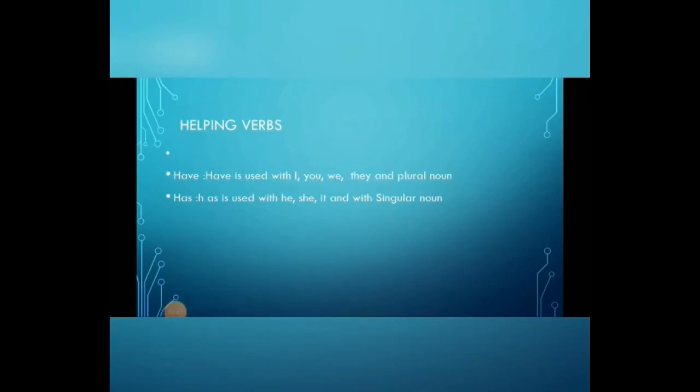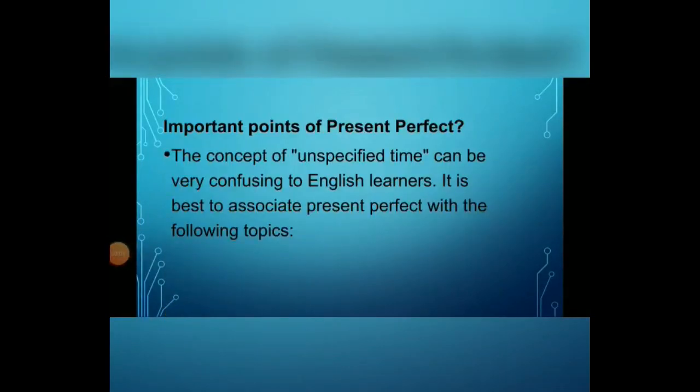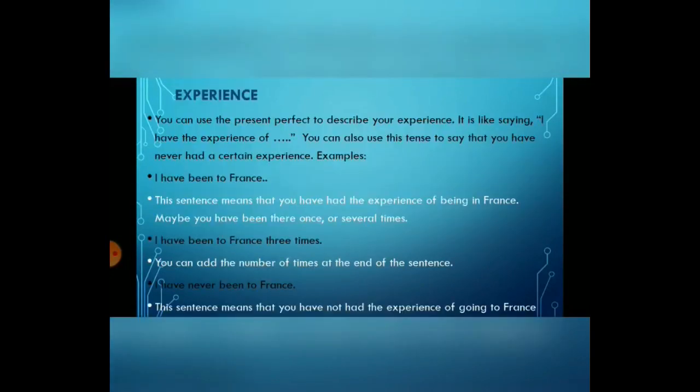Helping verbs. Present perfect tense has two helping verbs, have and has. Have is used with I, you, we, they and plural nouns, and has is used with he, she, it and with singular nouns. Now let's read a few more important points. The concept of unspecified time can be very confusing to English learners. It is best to associate present perfect tense with the following topics.